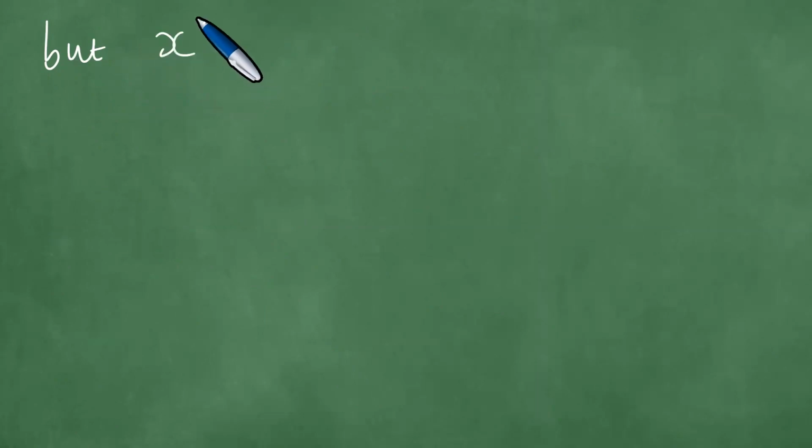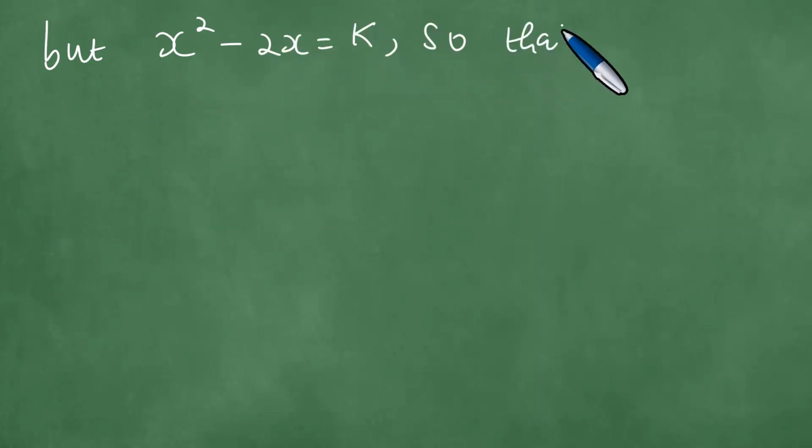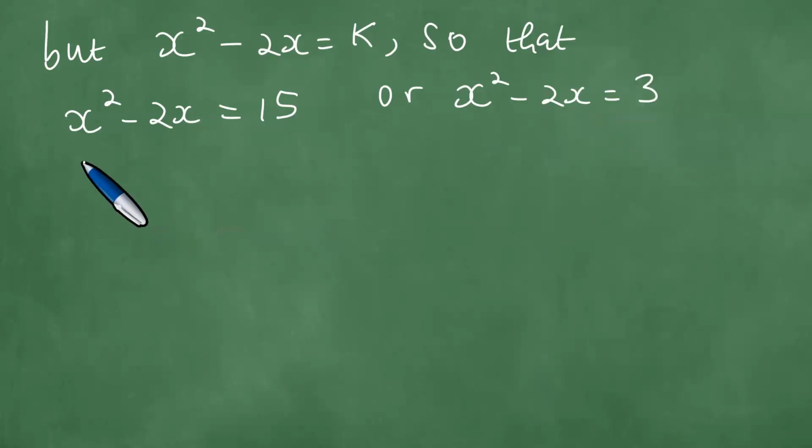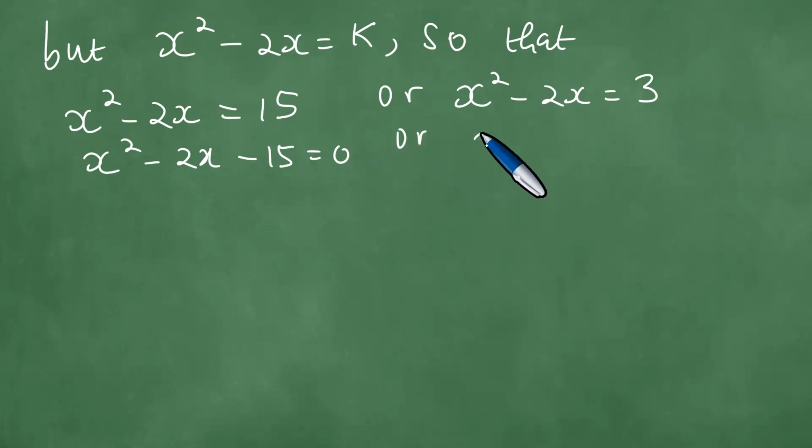Having those two values, we need to remember next that x squared minus twice x is equal to k. It means therefore that we have x squared minus twice x is equal to 15, or we have x squared minus twice x is equal to 3. All right, so we have x squared minus twice x minus 15 equals 0, or we have that x squared minus twice x minus 3 equals 0.